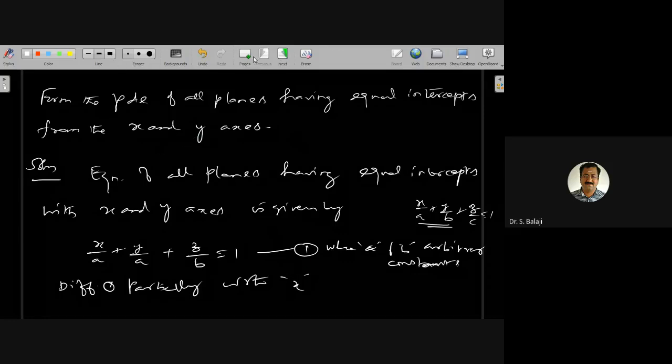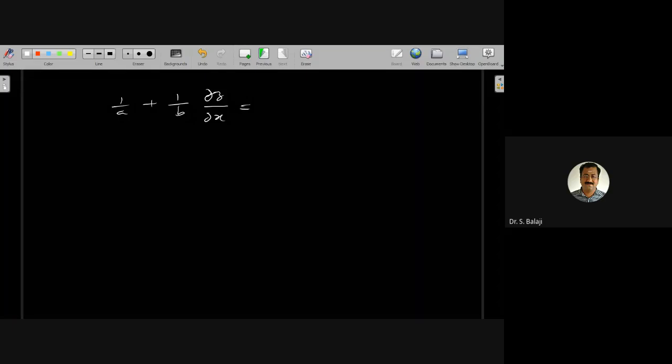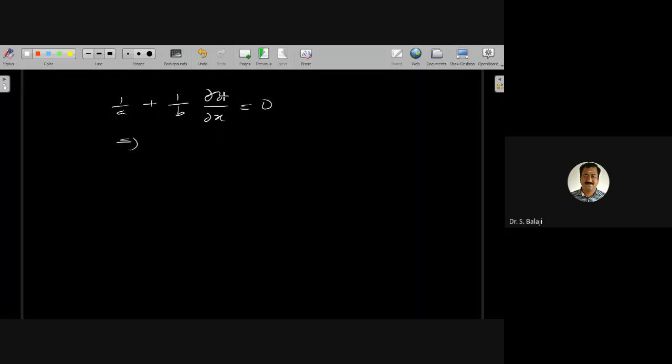Then what you can get here: x is 1, therefore 1 by a; y is 0, so that term is 0; and plus z by b is there here. Therefore 1 by b times dou z by dou x, which we write as p, is equal to 0. So 1 by b p equal to minus 1 by a, or p is equal to minus b by a. This is one relation.